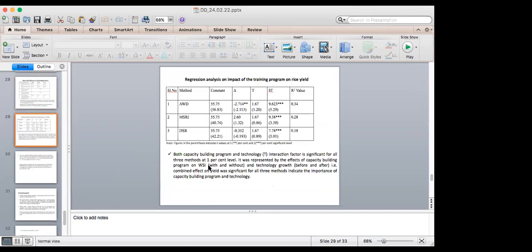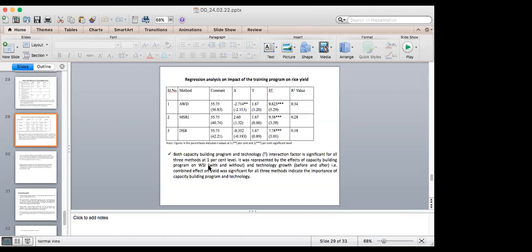analysis. Okay, here this is the technology, this is the time factor, and this is the combination of both technology and time factor. The technology here is nothing but the capacity building program on water saving interventions, for those who have participated, with the time factor. You see the combination of all shows significant.